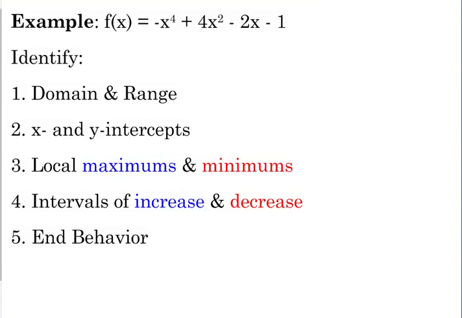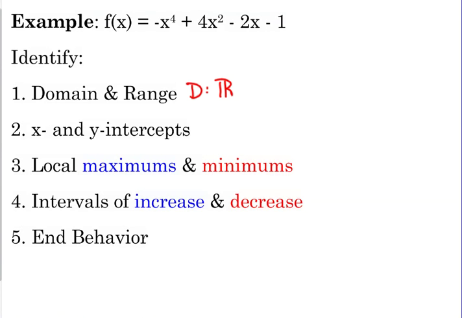All right, so negative x to the fourth plus 4x squared minus 2x minus 1. We want to identify all these characteristics for this function, domain and range. Well, domain is easy because it is always all real numbers.